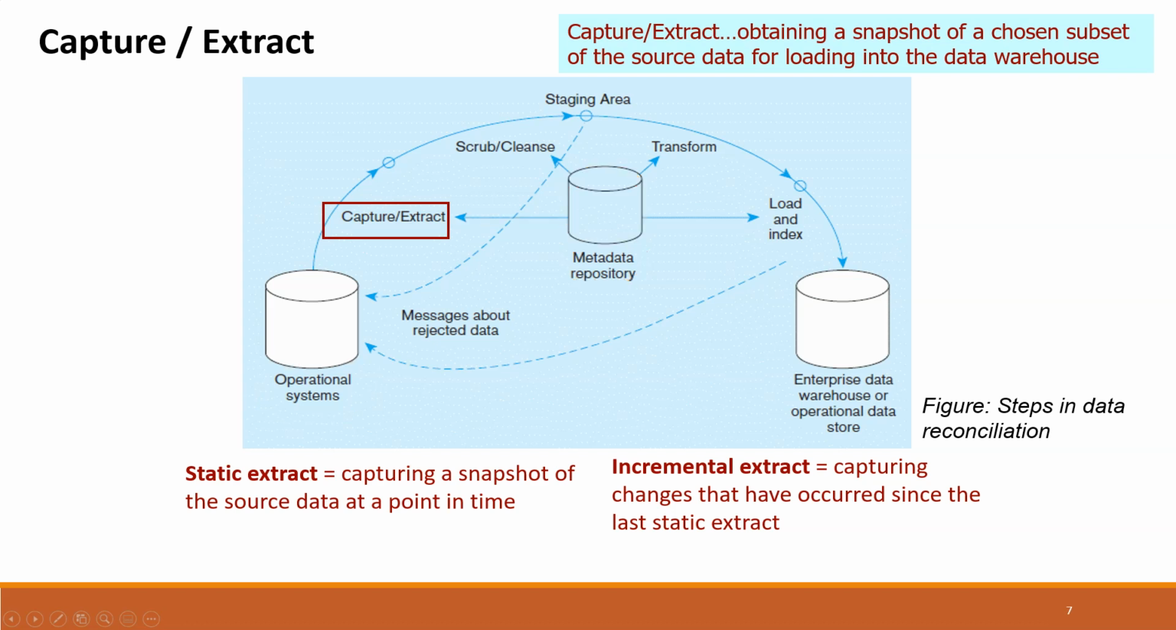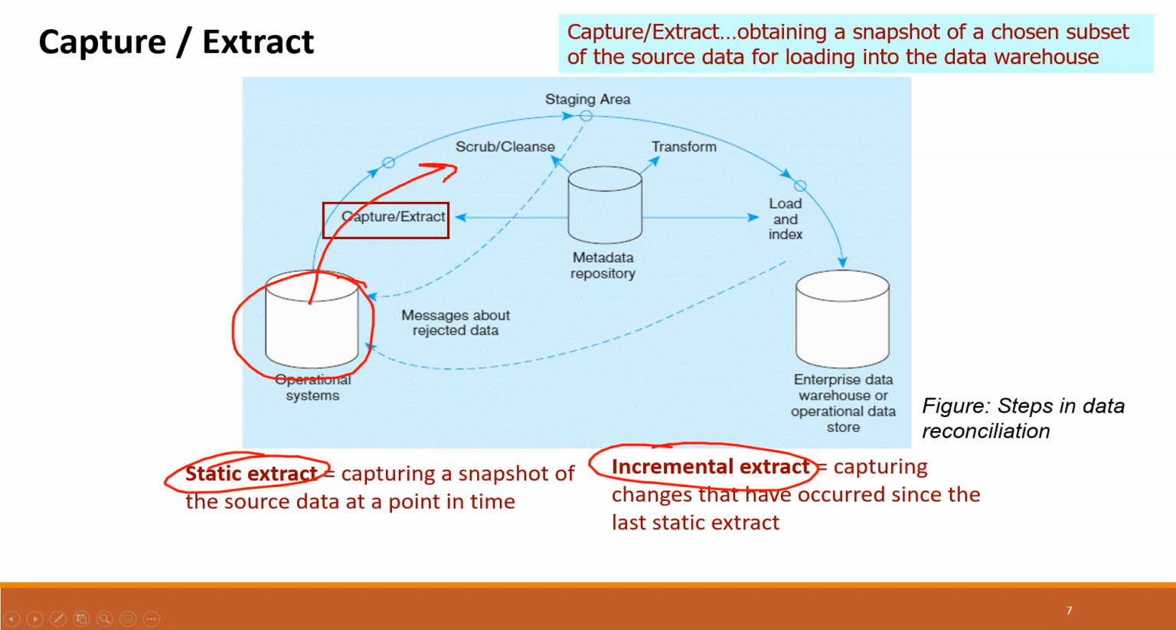So our first step is this capture extract step, and this is when we extract all of the data from those additional databases. So there's two ways that we can do an extraction. We can do what's called a static extract, which basically captures source data at a single point in time, right? So we could say everything that is in here, let's go ahead and pull it all out and then start to extract it. Now another thing we can do is what's called an incremental extract.